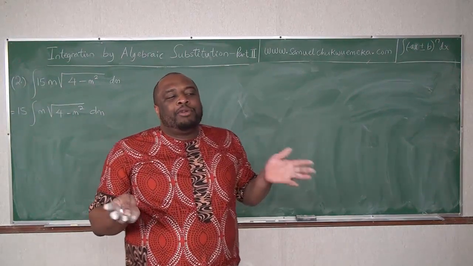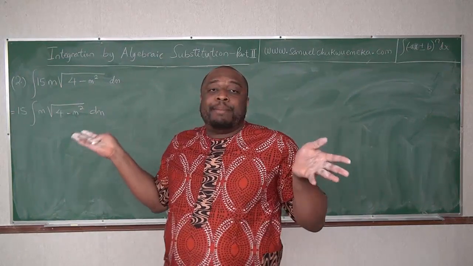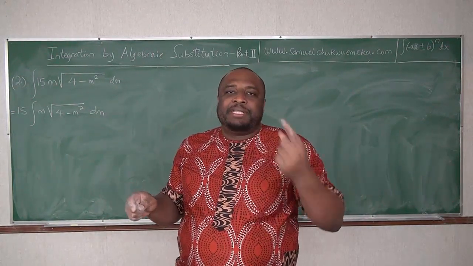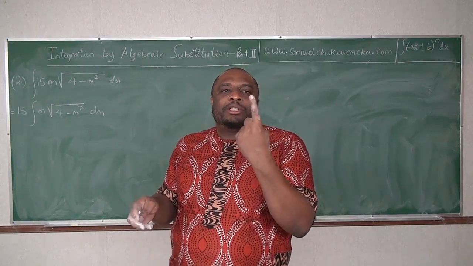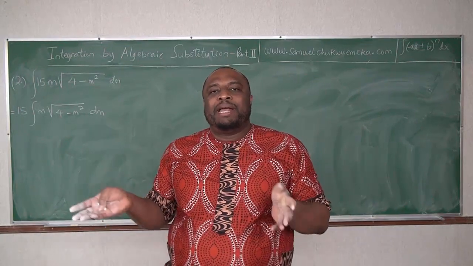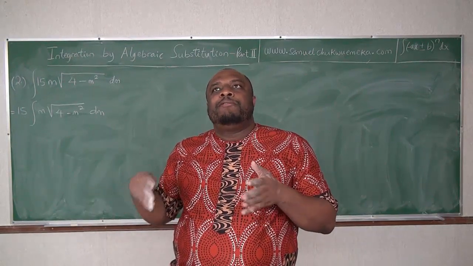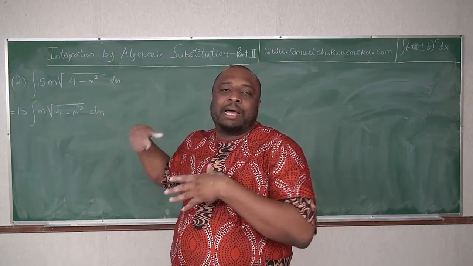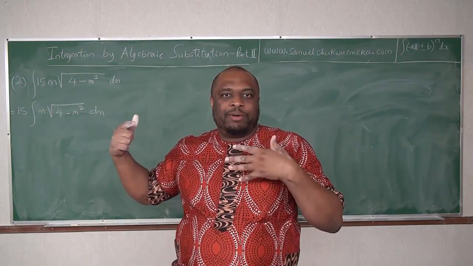You could substitute with n, but if you substitute with n, when you find the derivative, it gives you 1, so you will still be stuck. But when you substitute with 4 minus m squared, when you find the derivative, you're going to have negative 2m, so you can have something to cross out. You understand what I'm saying?